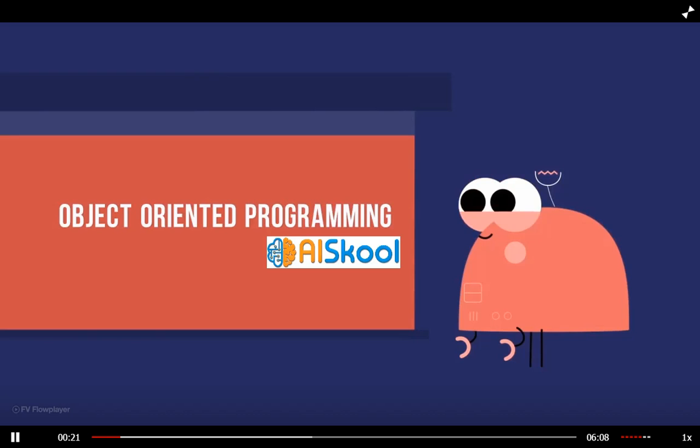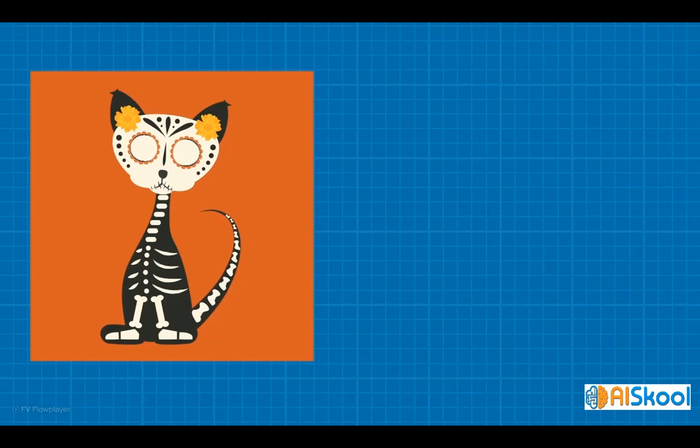Object-oriented programming. A class is a blueprint or a template for creating objects.